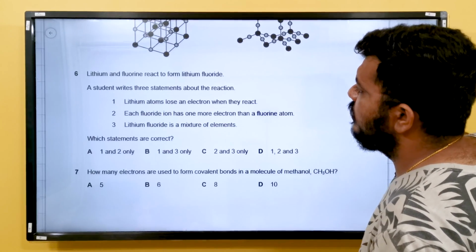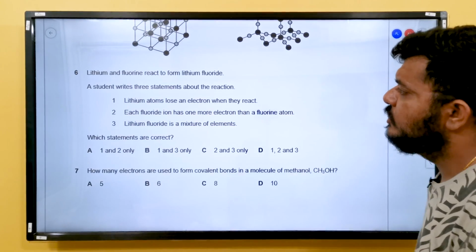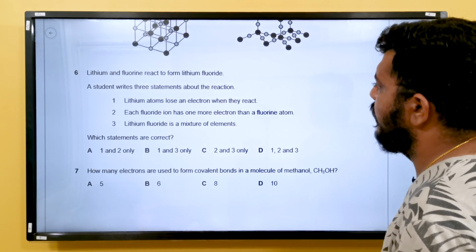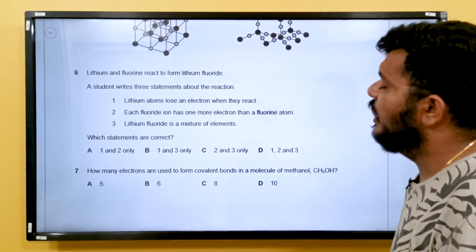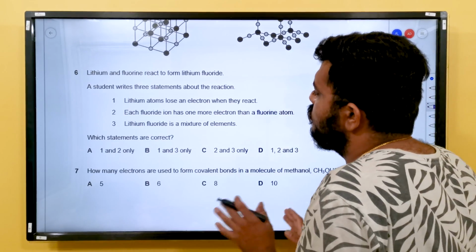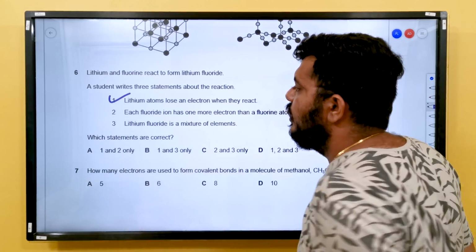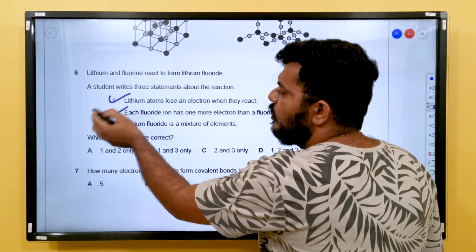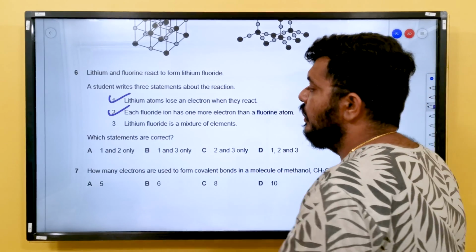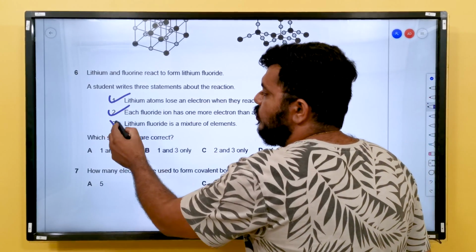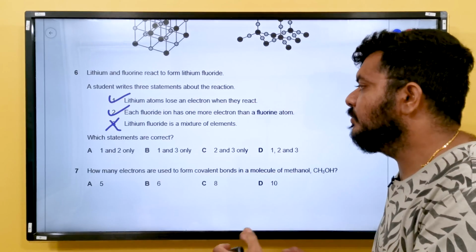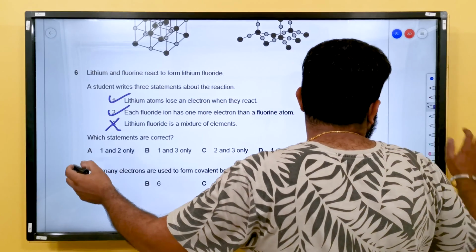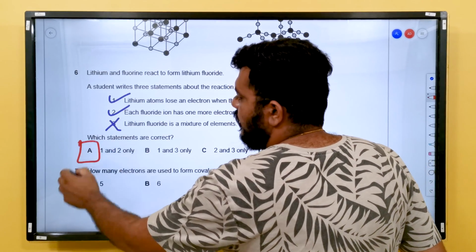Let's see what the next question is. Lithium and fluorine react to form lithium fluoride. A student writes three statements about the reaction. Lithium atoms lose an electron when they react. Each fluoride ion has one more electron than a fluorine atom. Yes, because they accept an electron. Lithium fluoride is a mixture of elements. No, a compound is not a mixture. They are chemically combined elements. So which statements are correct? Only 1 and 2. So your correct answer is A.